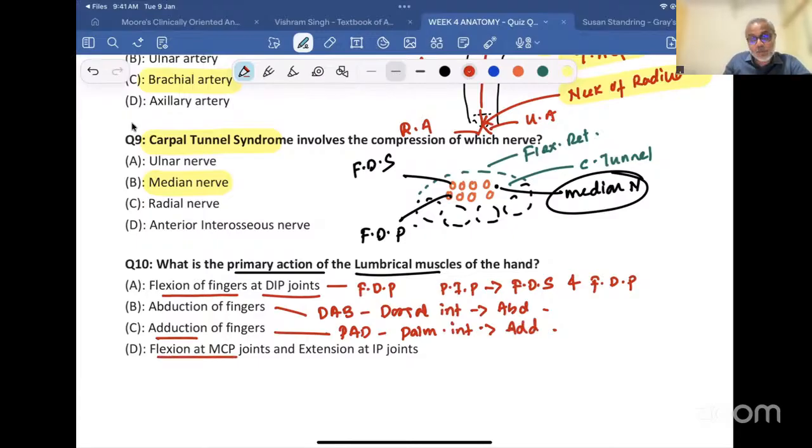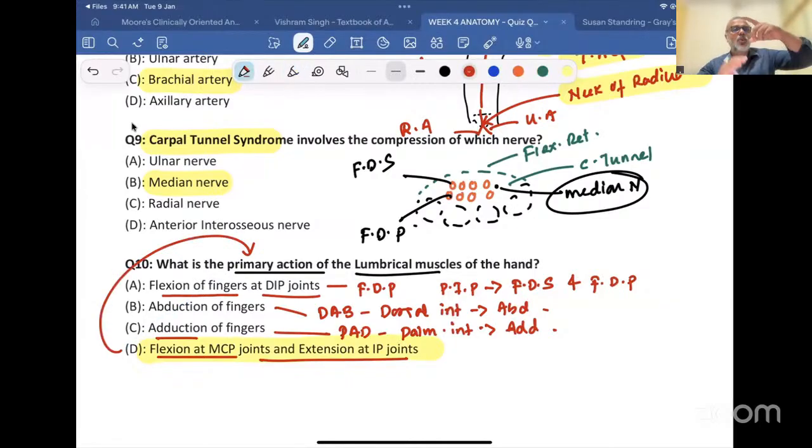So what is the last option that is left? Flexion at metacarpophalangeal joint and extension at interphalangeal joint. This is the typical action of the lumbricals, right? So what they do, if we consider this as the metacarpophalangeal joint, they flex the metacarpophalangeal joint and they extend the rest of the interphalangeal joints. So this is actually the position or action of the lumbricals. Flexion occurring at metacarpophalangeal joint, extension occurring at interphalangeal joint, right? This is the primary action of the lumbricals.